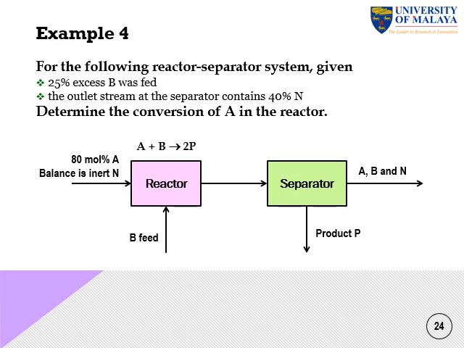So given all this information, the given information is that in one inlet stream you have 80 mole percent of A, and the balance is inert, and then in the other stream to the reactor you only have B as the feed. And these are the information. A plus B produces 2P, and then here you will have A, B, P, and also N. And at the separator, all of the product P will appear in this stream, and the remaining A, B, and N will appear in another stream. So you are asked to determine the conversion of A in the reactor.